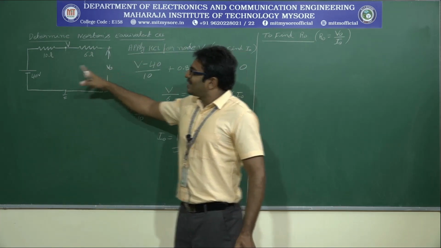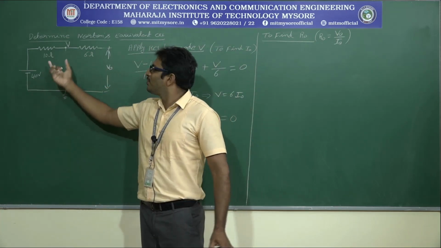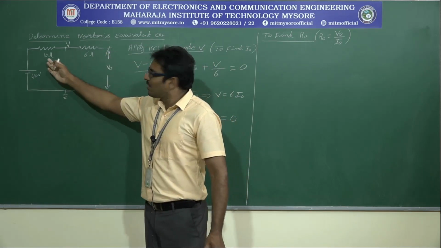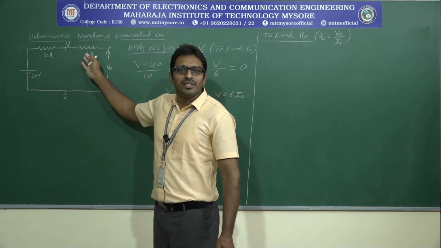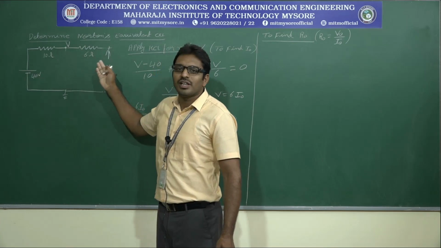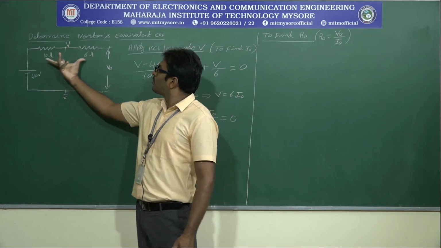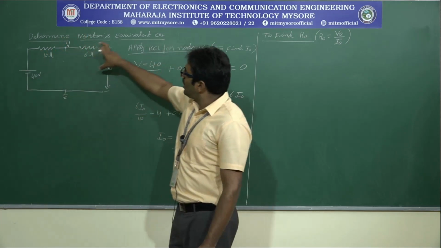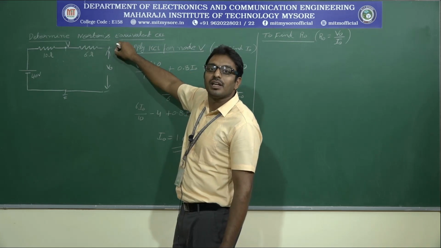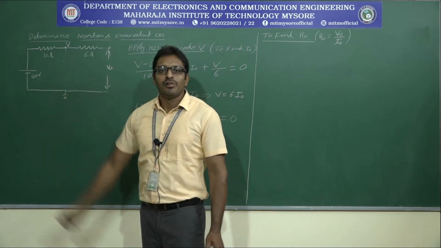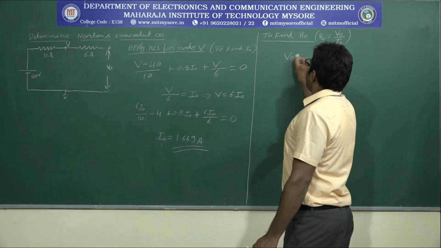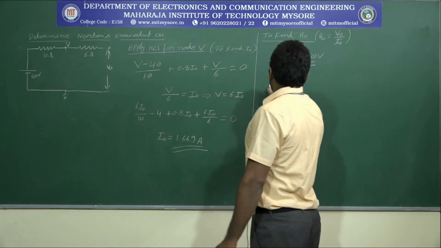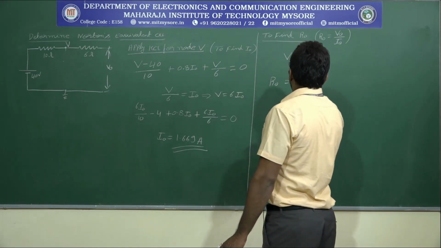Now, V naught is exactly the same as 40 volts because there is no effect of this 10 and 6 ohm resistor, because the load is removed. What is the current through 10 and 6? 0, because it is an open circuit. If current does not flow through these two resistances, there is no voltage drop across them. Therefore, whatever voltage we are applying, the same voltage we get across the open circuit terminal. Therefore, V naught is equal to 40 volts. Is that clear?